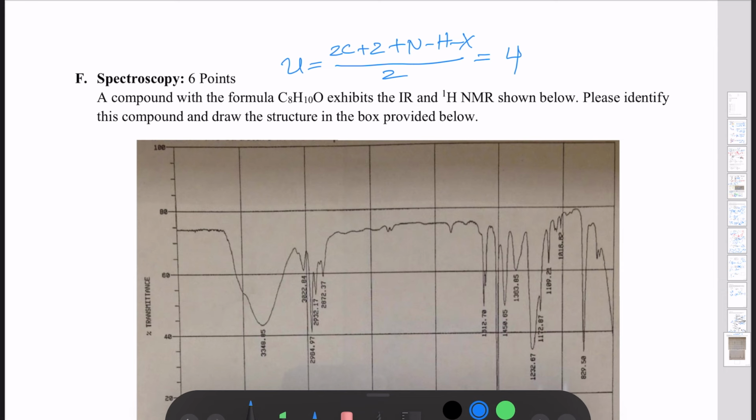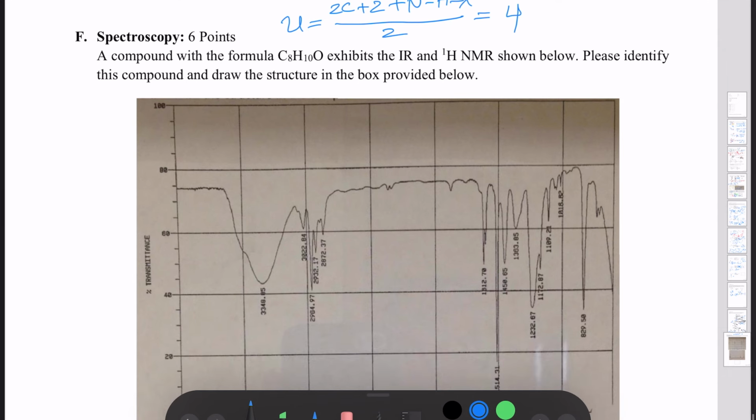So altogether, including the number of multiple bonds and rings, we get 4. Now we don't know how many rings there are or how many double bonds there are, but once we get our final structure, we can refer back to this value. So now let's look at the IR spectra.